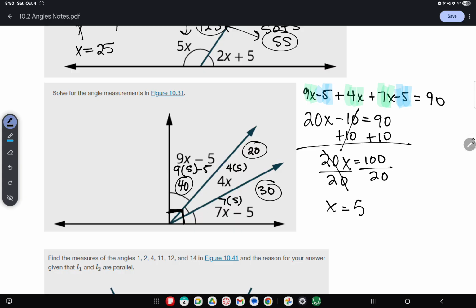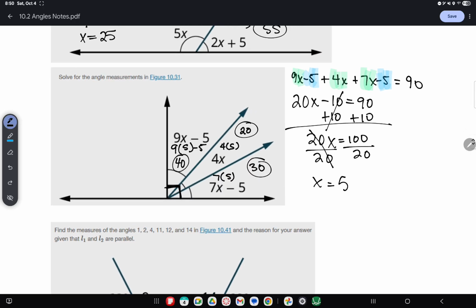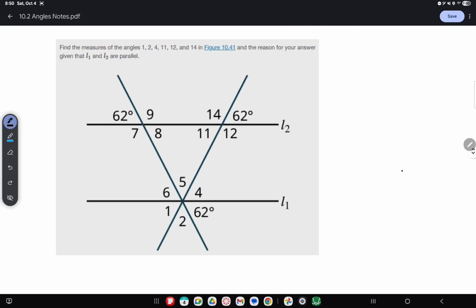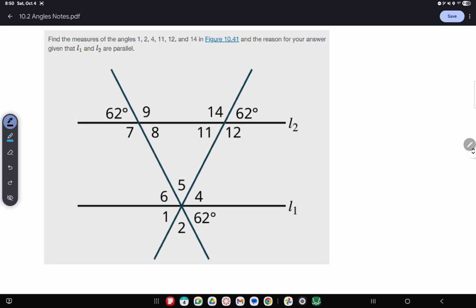And now all three of these should add to 90. 40 plus 20 plus 30. 40 and 20 make 60. 60 and 30 makes 90. All right. I can find all of these missing angle measures based off of those relationships.